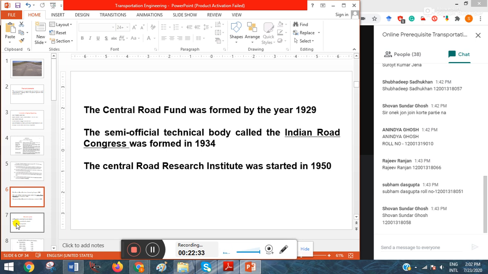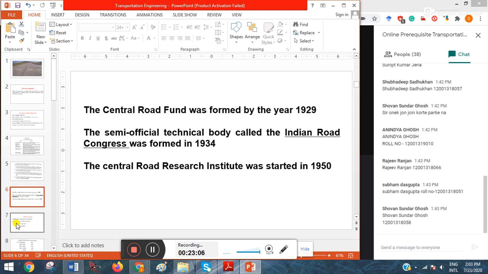The balance 80%, remaining 80%, is to be allocated by the central government to the various states based on actual petrol consumption or revenue collected. The accounts of the Central Road Fund are maintained by the Account General of Central Revenues, and the control on the expenditure is exercised by Roads Wing of Ministry of Transport.